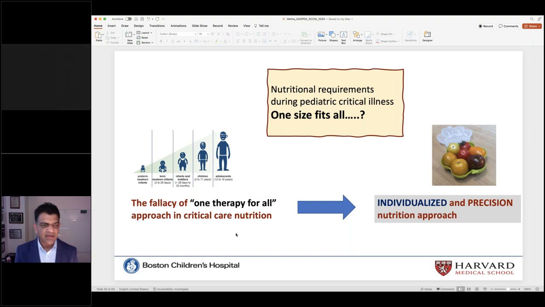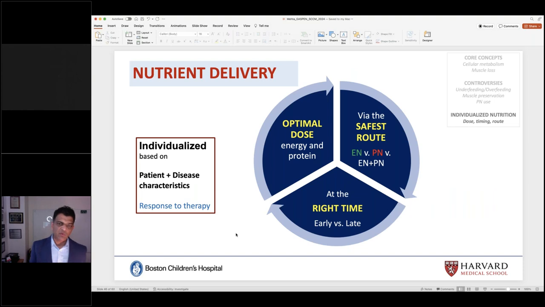So everything needs to point towards a non-one-size-fits-all approach, a more individualized approach. You can call it precision nutrition approach. It still remains a distant goal, but let's talk about what we mean by that. What we mean is that in any individual patient, I need to account for these three. For this patient, what's my optimal dose?